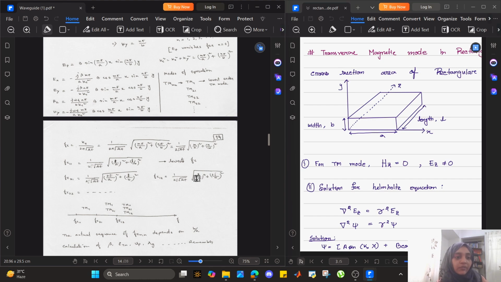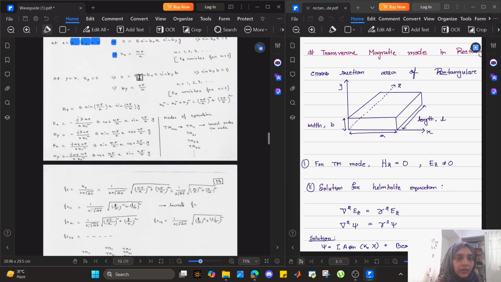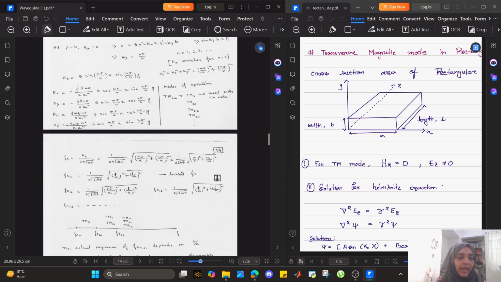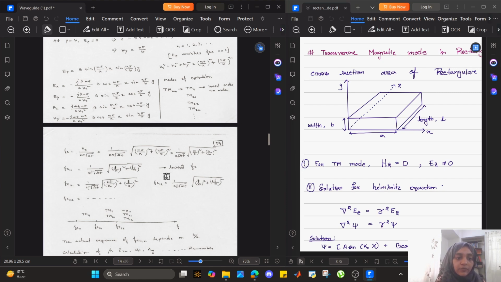So the operating frequency has to be greater than the cutoff frequency that we have seen earlier. If we derive it, fc is equal to 1 by 2 pi root over permittivity and permeability, times the square root of (m by a) squared plus (n by b) squared. m is related to kx, and n is related to ky. If we want to operate in the TM1 mode, the first order mode, then we have to maintain the lowest cutoff frequency.